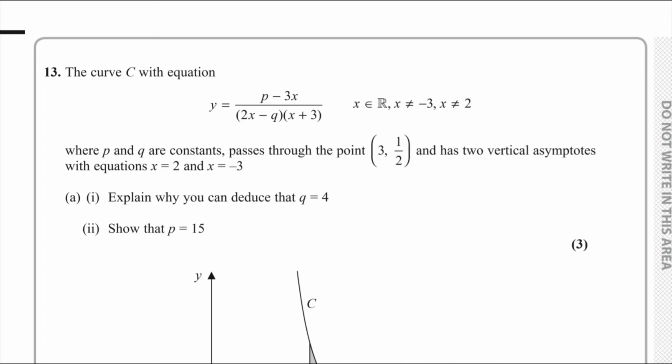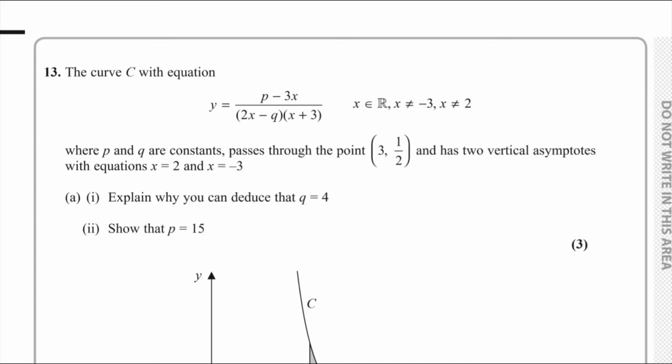Question number 13. The curve C with equation y equals (p minus 3x) over (2x minus q) lots of (x plus 3), where p and q are constants, passes through the point (3, 1/2), and has two vertical asymptotes with equations x equals 2 and x equals minus 3.